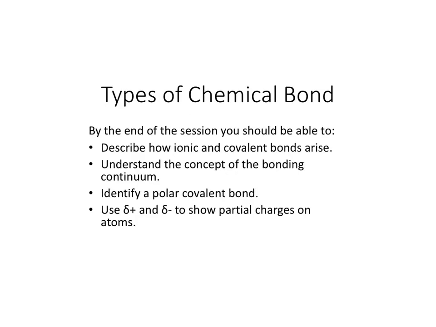By the end of this session, you should be able to describe how ionic and covalent bonds arise, understand the concept of the bonding continuum, which is a spectrum of bonding which stretches from ionic bonds through to pure covalent bonds. You should be able to identify a polar covalent bond and use delta positive and delta negative to show partial charges on atoms making these polar bonds.